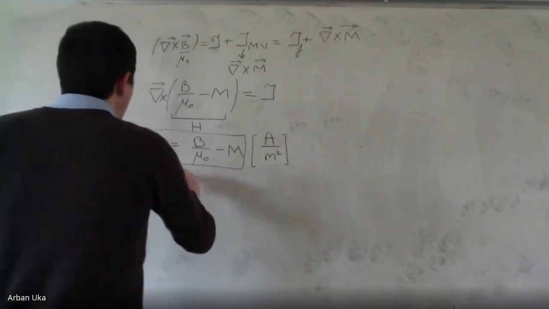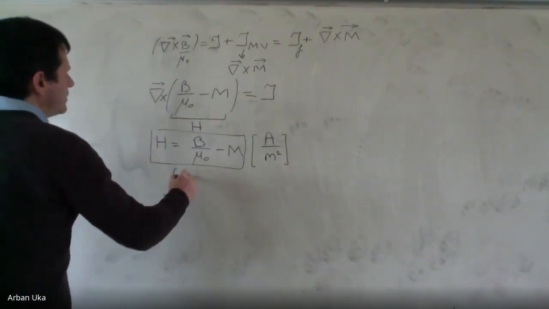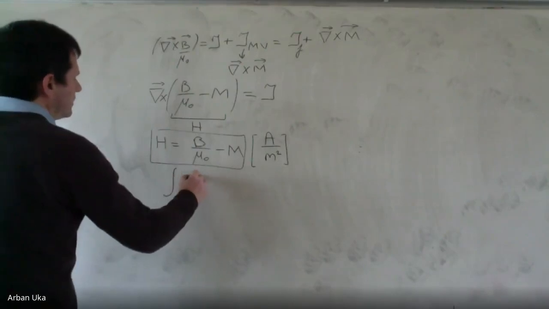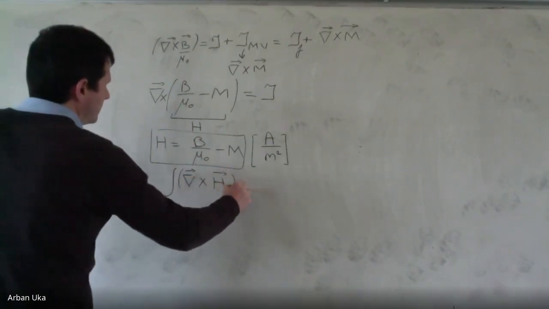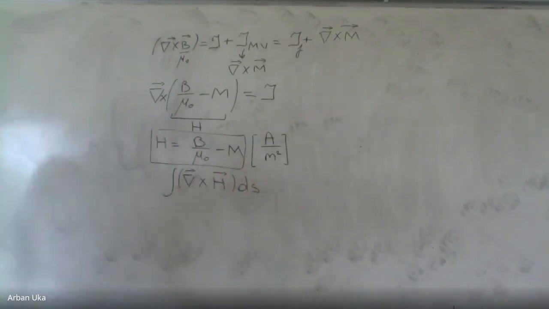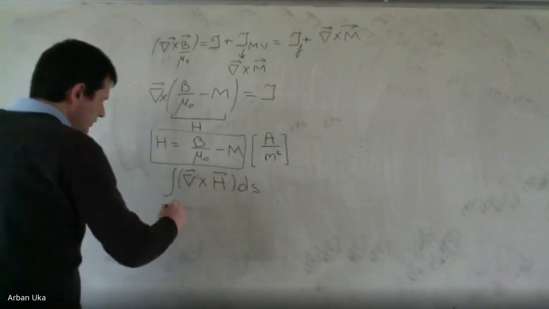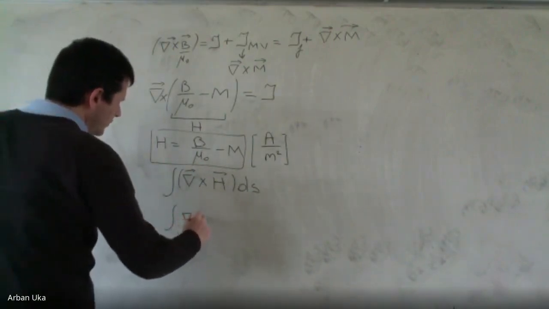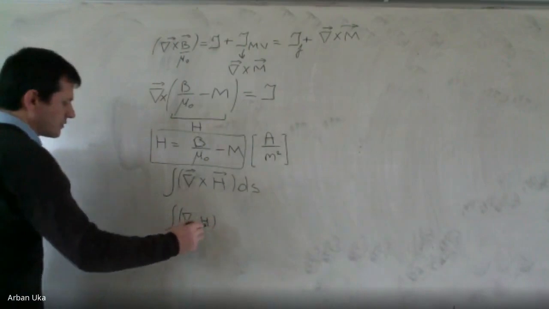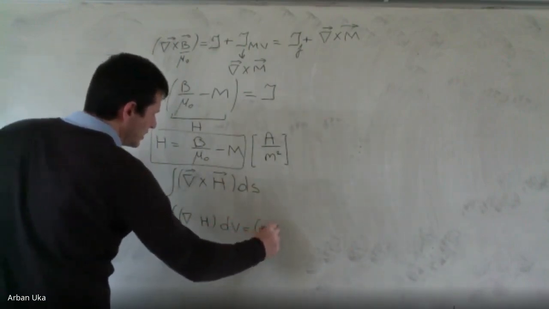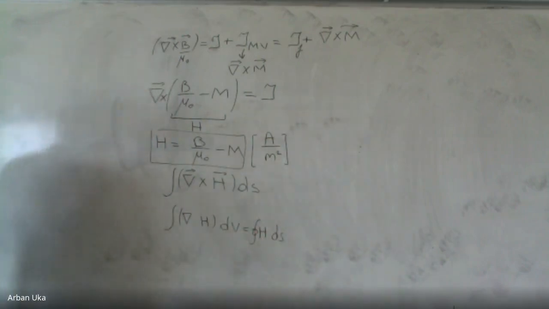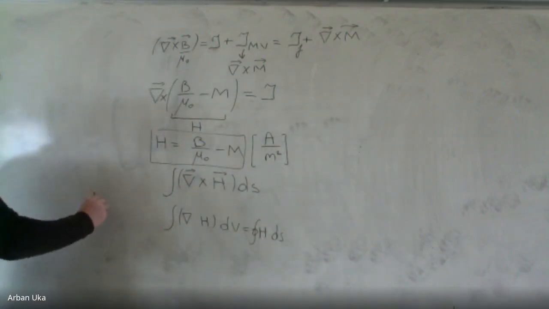So we can attempt to write down, so if we take the flux integral of the curl of H, just as a reminder, if you remember, we had the divergence theorem, which was something like this. The integral over volume of the divergence of the vector field is equal to the vector field H times ds. Okay, this was the divergence theorem.